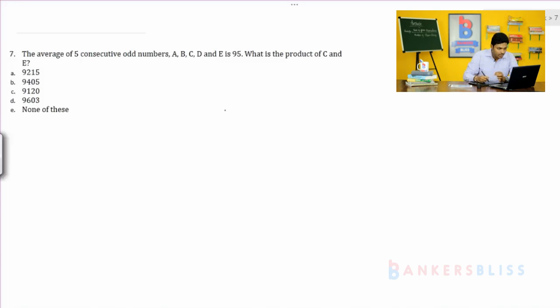So A, B, C, D, E. These are the 5 numbers and the difference will be equal for the consecutive numbers. So the middle term will be the average. Here the middle term is C, the average is 95, so the value of C is 95. If C is 95, then D is 97 and E is 99. I have to calculate the product of C and E, means 95 into 99 I have to do. Don't multiply 95 and 99.